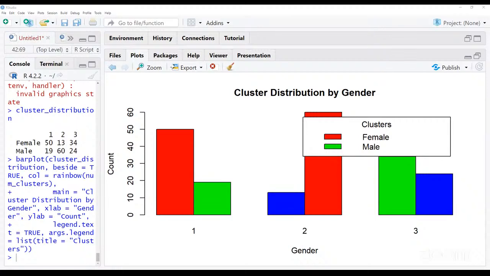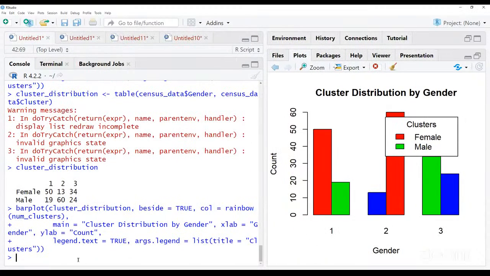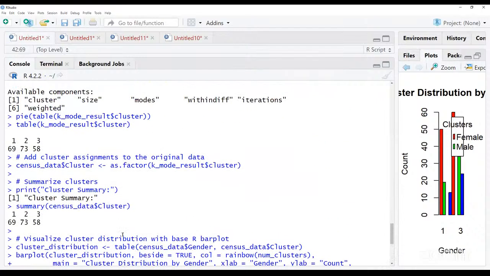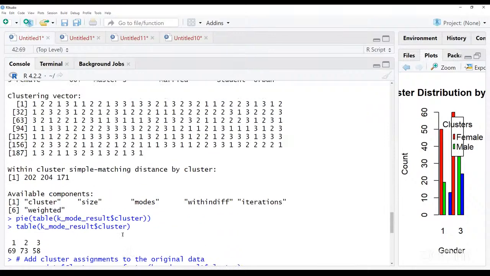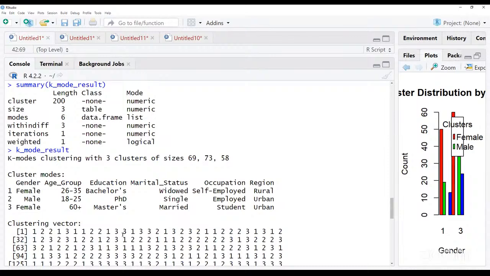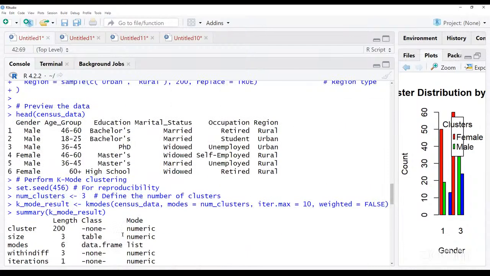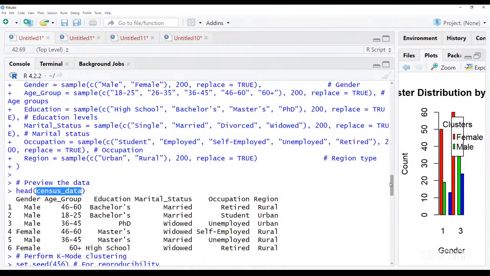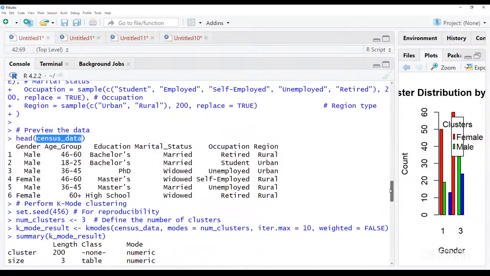Okay. Now, Farah, you go to the console. What is your vector name? You go to top. Where is your data? This is your vector. You go to the top. It is the census data. Okay, so we can make the frequency also.